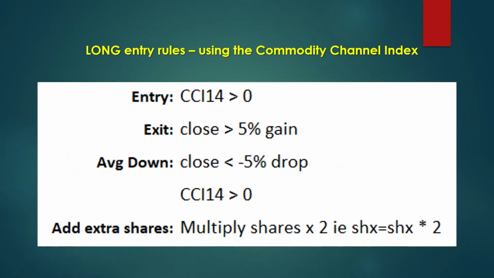I'm about to demonstrate the entry and exit strategy with two scenarios. The first scenario is where we enter the trade when the commodity channel index 14 period crosses over the zero line. We exit when the closing price gains at least 5%, take your profits and wait for another trade using the entry rule. We average down when the close of the day declines by at least 5% and the CCI14 breaks above the zero line again. We then buy double the quantity of shares from the previous trade we made. Note we don't use stop losses. Again, watch until the end of the video to review the trading rules.